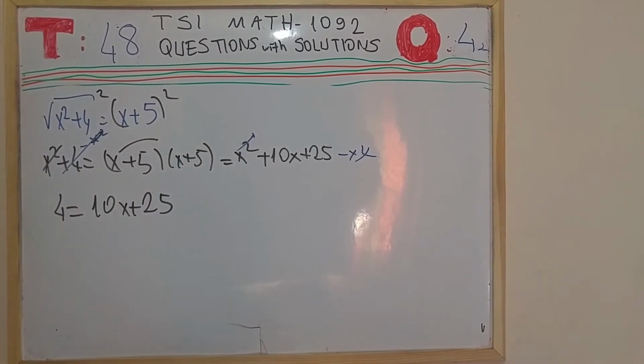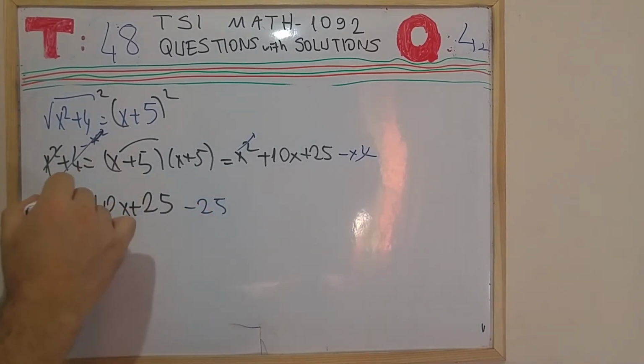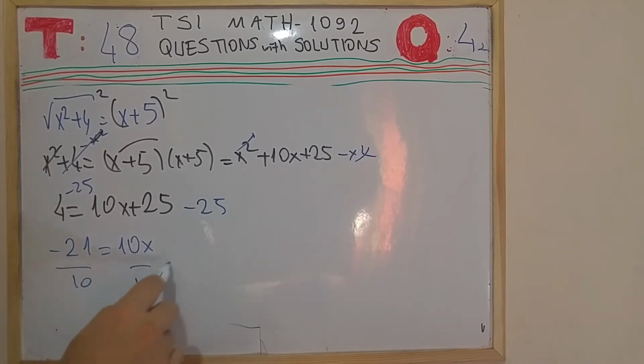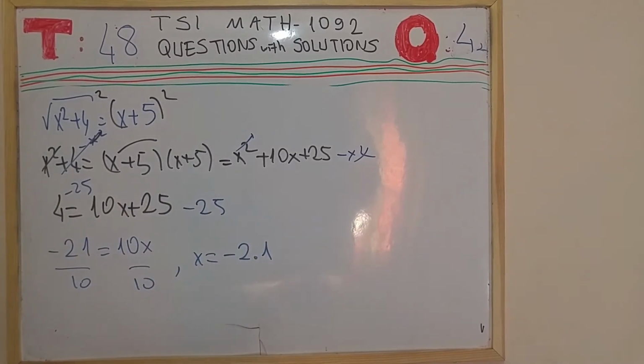Now it's time to subtract 25 from each side. Minus 25, minus 25. So I have minus 21 here, which is equal to 10x. Now let's divide each side by 10. So x is equal to minus 2.1.